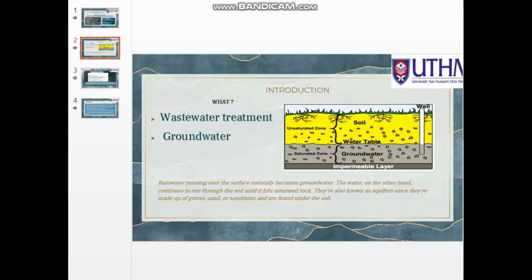Groundwater is the water that is held underneath the ground's surface in microscopic pore spaces. It occurs between two zones: the upper unsaturated zone with most of the space filled with air, and a lower saturated zone with all of the spaces filled with water. Rainwater running over the surface naturally becomes groundwater. The water continues to run through the soil until it hits saturated rock. They are also known as aquifers since they are made of gravel, sand, or sandstone and are found under the soil.